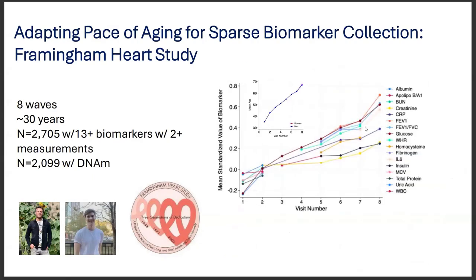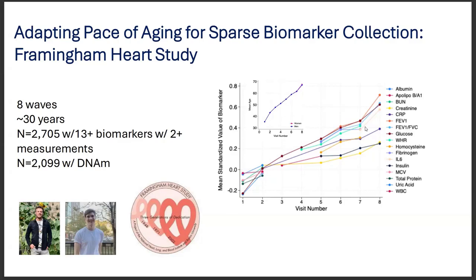But roughly, this is what the data look like if we do that same kind of scaling that we did with the Dunedin study data. And so you can see change in the biomarker panel across the 8 waves of follow-up over about 30 years, as the average subject ages from 35 to about 68.